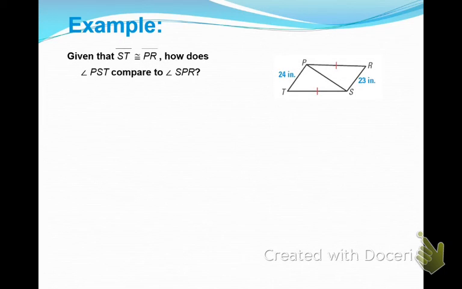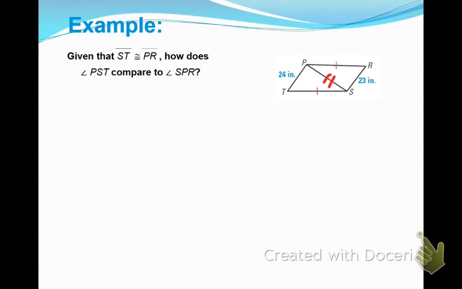Let's do an example. We're given ST is congruent to PR. How does this angle PST compare to this angle? What else should I mark congruent in these triangles? PS is congruent to itself. All right, let me get rid of these angle marks. Those are confusing. Okay, so we've got the situation.